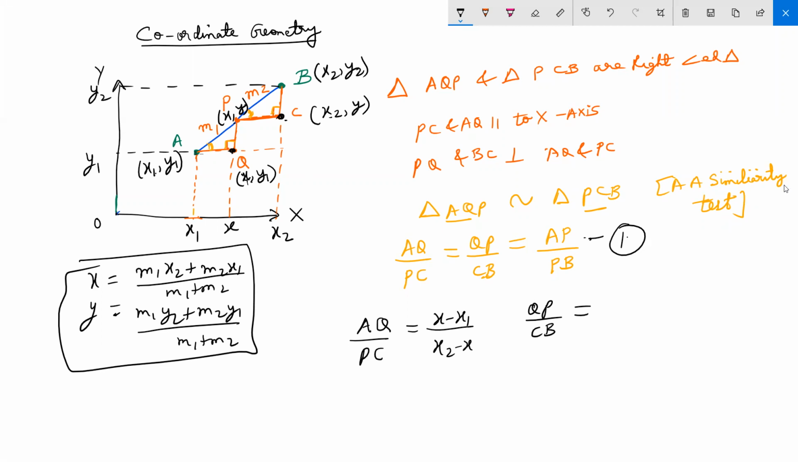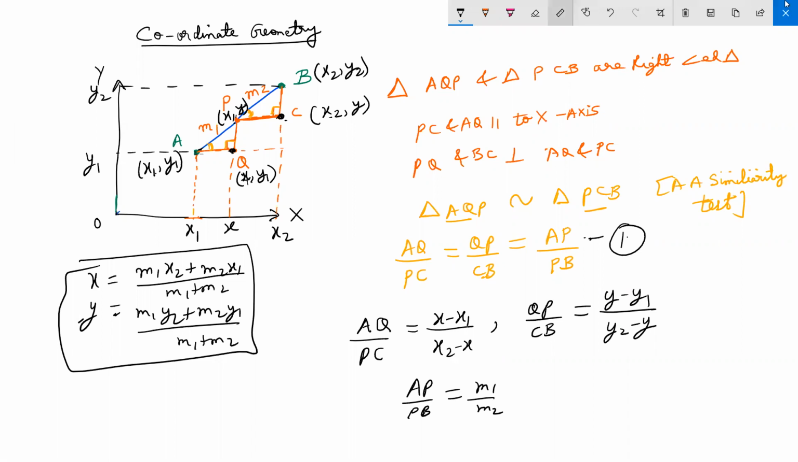Now QP upon CB. See here, QP is from here to here. So it is a vertical length which is parallel to the y axis. So it will be the difference of the y coordinates, so here it will be y minus y1. Whereas CB is also a vertical length parallel to the y axis, so its length will be y2 minus y. Is it clear? Now come to AP and PB. Now you know that AP and PB are nothing but two lengths which are in the ratio of m1 is to m2. Is it clear? So till here we have done.